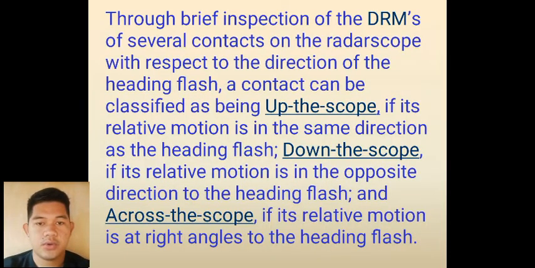Through brief inspection of DRMs of several contacts on the radar scope with respect to the direction of the heading flash, a contact can be classified as being up scope if its relative motion is in the same direction as the heading flash, down scope if its relative motion is in the opposite direction to the heading flash, and crossing the scope if its relative motion is at right angles to the heading flash.